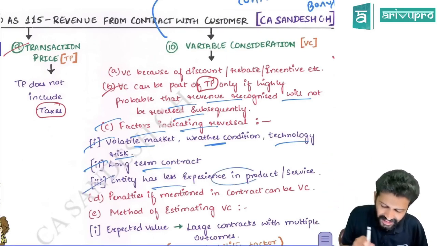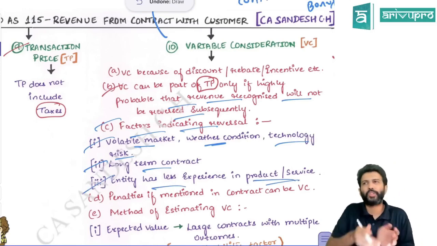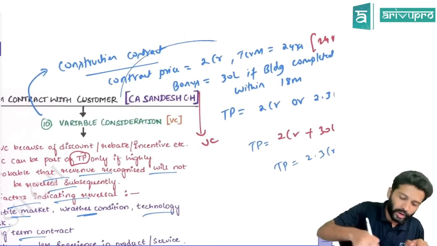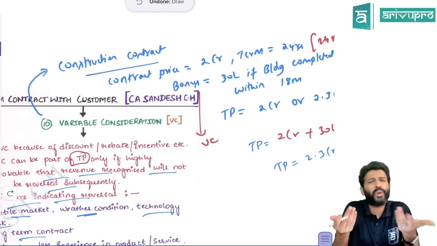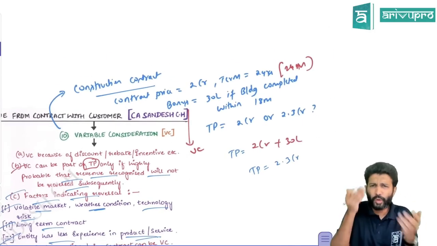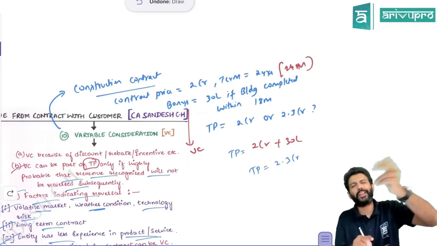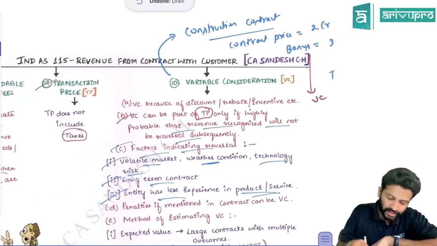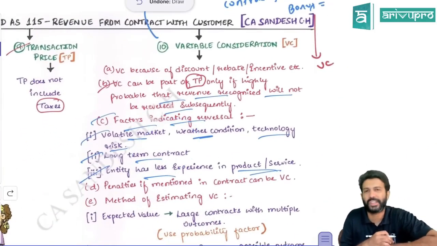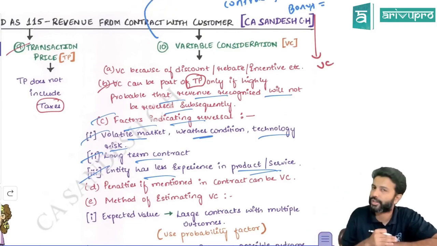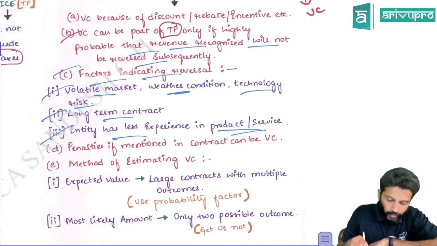Okay, and the entity has less experience in this product or services. Suppose we are getting into a new line of business. Earlier we were doing something else, now we got into the construction business. That means we don't have much expertise in this. If you don't have much expertise, it's better that you don't add this 30 lakhs now. The day you get reasonable assurance, that day you add it. So these are some factors which tell you that you should exercise a little more caution before adding variable consideration to the contract price. Okay, all right.